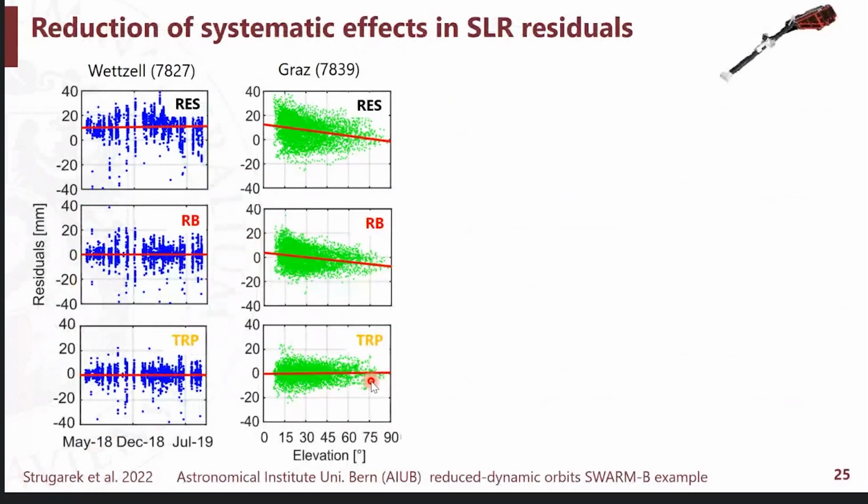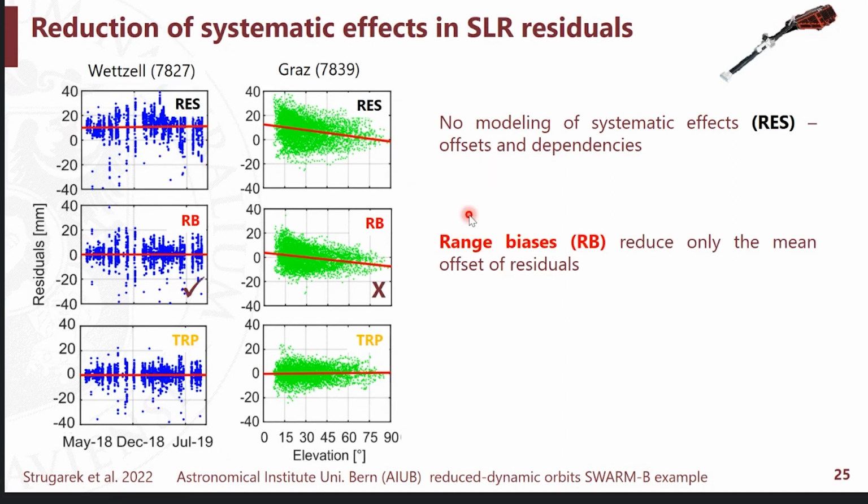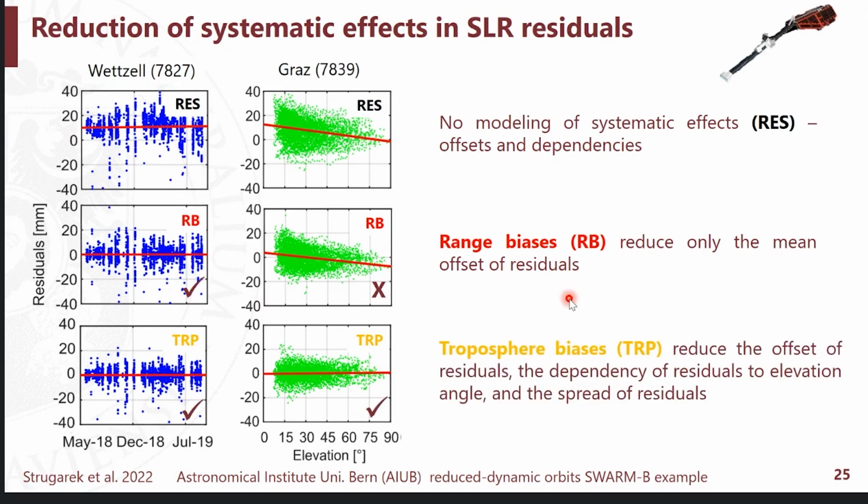Here, the figure presents SLR residuals with reference to time and with reference to the elevation angle, for example stations, residuals of Swarm orbits for a solution when we do not model any corrections, when we model range biases, and when we model tropospheric bias correction. When we don't have any modeling of systematic effects, we can see the offset of residuals or residual angle dependency. In the case when we use range biases, here we reduce only the offset of residuals, whereas in the case of tropospheric biases, here we have reduction of the offset of residuals as well as elevation angle dependency.